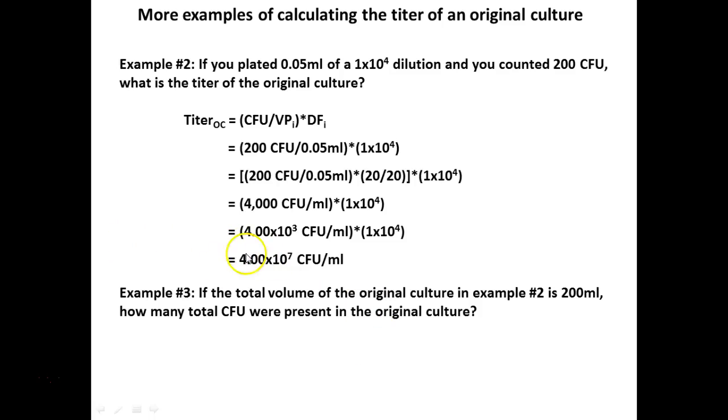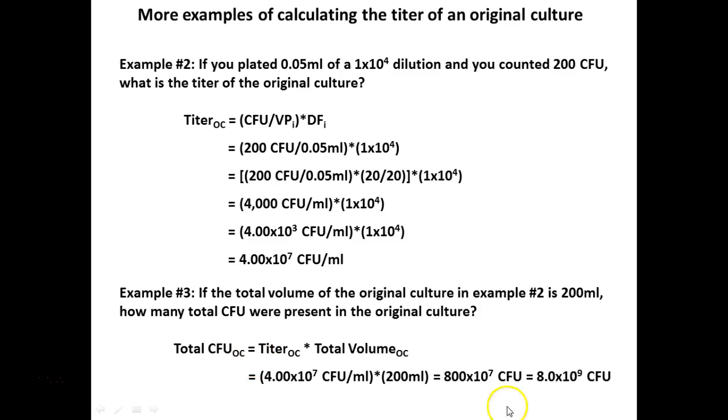If we know that the volume of the original culture was 200 milliliters, we can figure out the total CFUs by multiplying by our titer, our concentration. What happens to our milliliters? They cancel out. And so in that original flask of about 200 milliliters, the total contained about 8 times 10 to the 9. That's 8 billion potential cells in that original sample. I can tell you, it probably wasn't that cloudy.